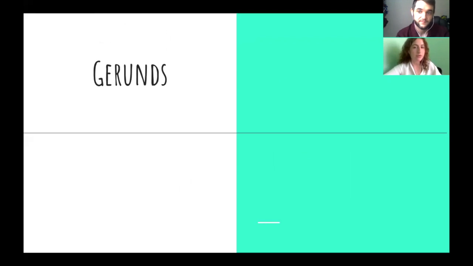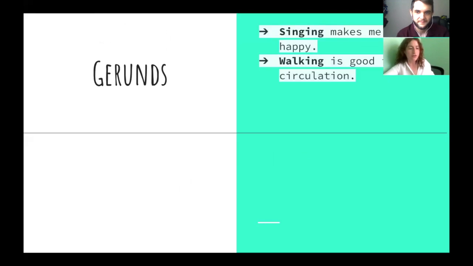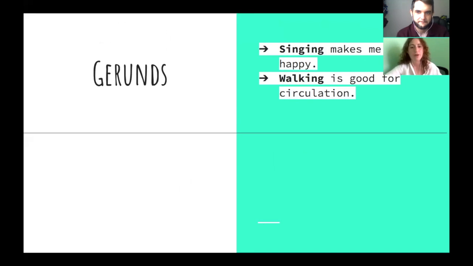Okay, brilliant. There are other options we have in terms of what we want to use as our subject. So we can also use gerunds. A gerund is a verb in a noun form. It always ends in ing. It's when we're talking about a verb as a concept. So not to sing, but singing. An example here would be singing makes me feel happy. The subject here is the gerund singing, which is the noun form of sing. Another one would be walking is good for circulation. We're talking about the idea of walking and giving some information about it.